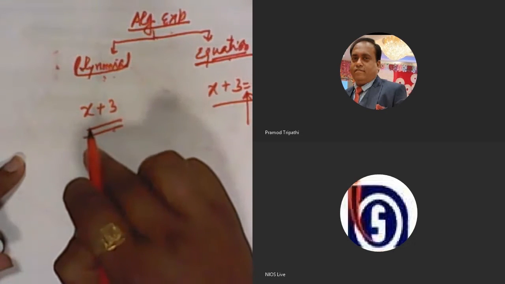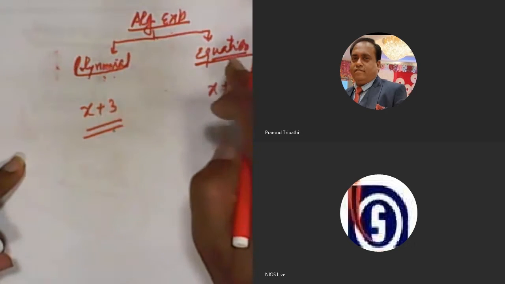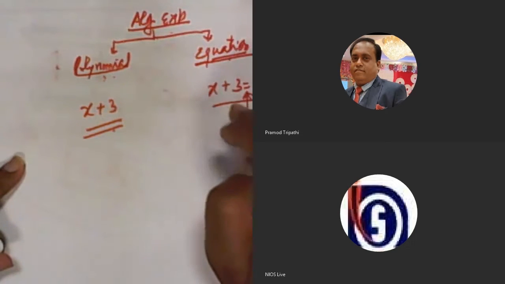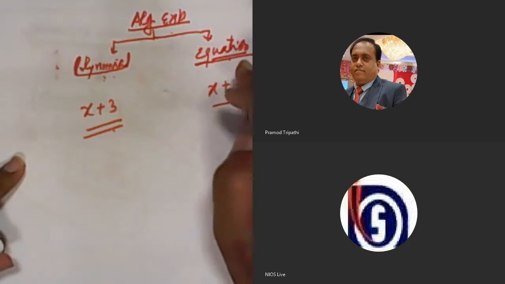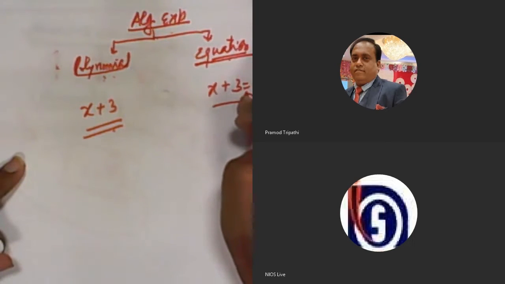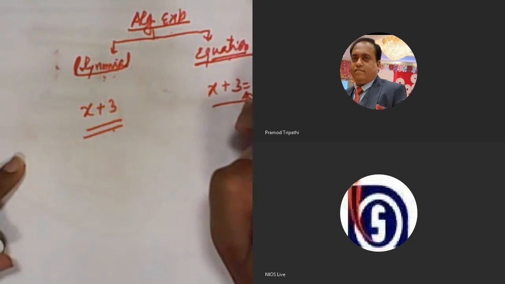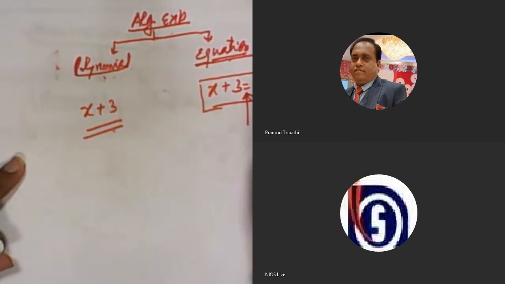The polynomial does not have the sign of equality or the sign of inequality here. But in the case of equation, there is a sign of equality here. This is a condition between the variable and constant here. So the equation is a condition between the variable and constant, and it has the sign of equality here. When two polynomials have some condition or the sign of equality in between, then it becomes the equation. So the important condition is this one.